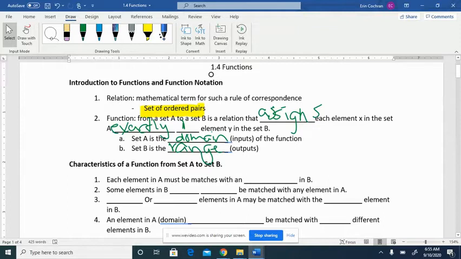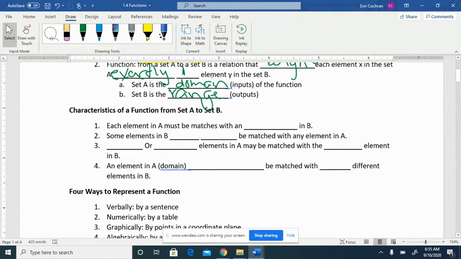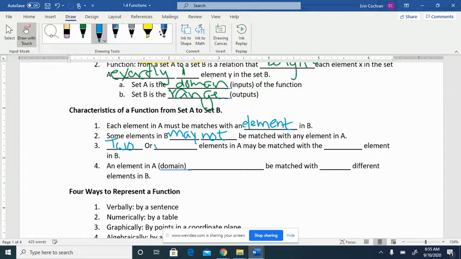All right, characteristics to be a function. Each element in A must be matched with an element in B. Some elements in B may not be matched with an element in A. Two or more elements in A may be matched with the same element in B. And an element in A, the domain, cannot be matched with two different elements in B. And what I said before is that domain, that x value, cannot repeat.